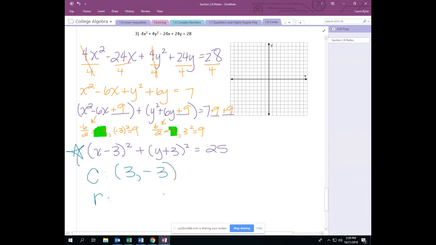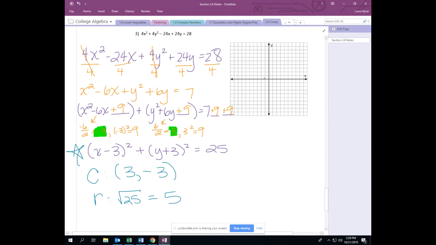And for the radius, we take the square root. Square root of 25 is 5. Lucky for us, we got a nice integer radius again, and that's great. Remember, if not, you're going to have to figure out what the approximation is to use it in the graph. Now, once I have these 2 key pieces of information, that's all I need to draw my picture.